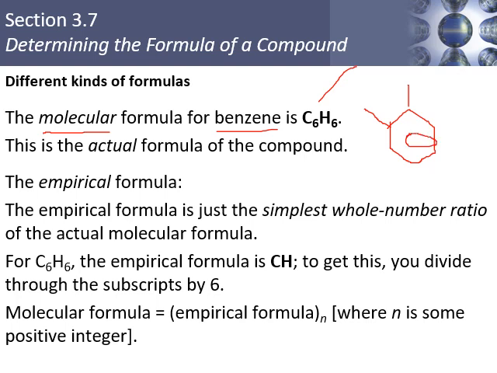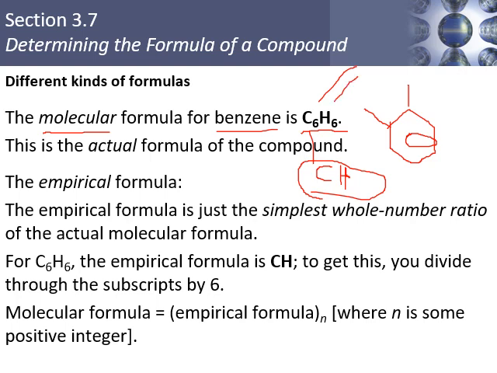The empirical formula is what you would get if you took the C6H6 and divided it by the largest common denominator, which is 6 here, or the largest common multiple. So you divide both C6 and H6 by 6, and you're just going to get what? You're going to get C1H1, or just CH. So we call the empirical formula the CH here. So the CH is the empirical formula, and the C6H6 is the actual formula, or the molecular formula.